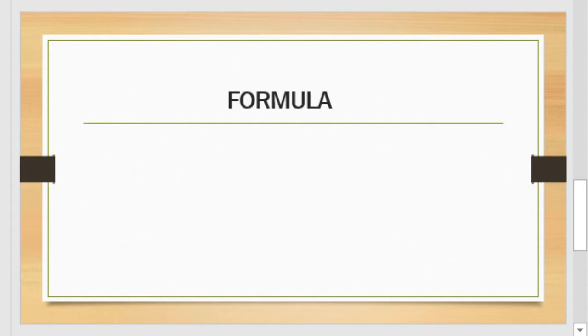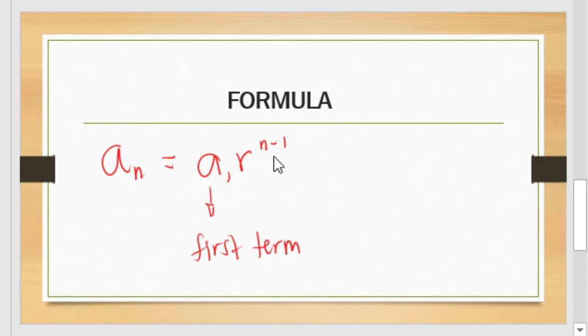Now, what is the formula in finding the nth term of a geometric sequence? The formula in finding the nth term of a geometric sequence is a sub n equals a sub 1 times r to the exponent of n minus 1. Now, a sub 1, of course, that is your first term. That stands for your first term. Your r here is, of course, the common ratio.